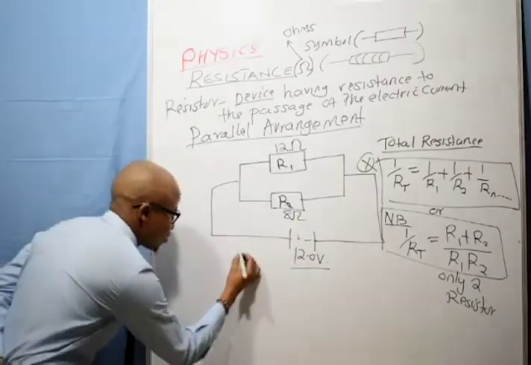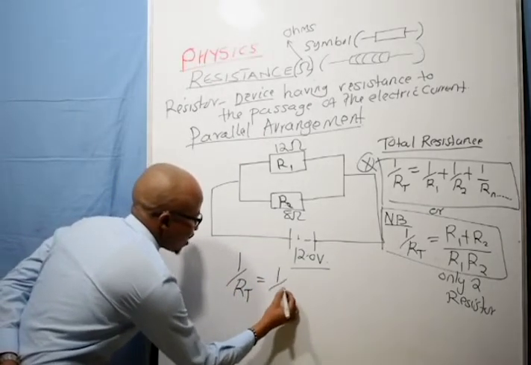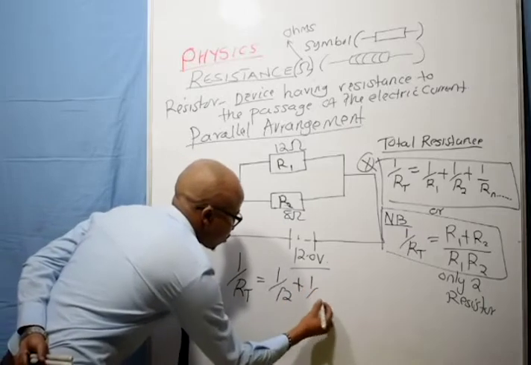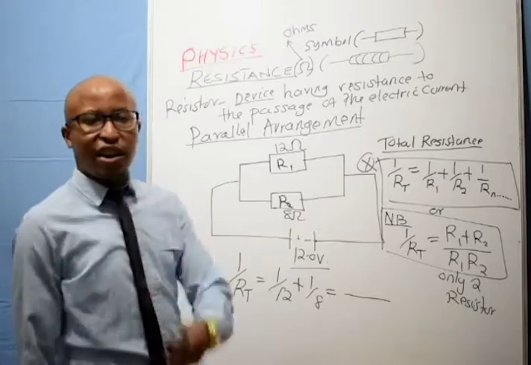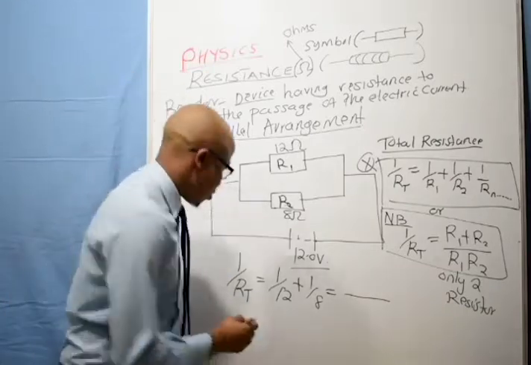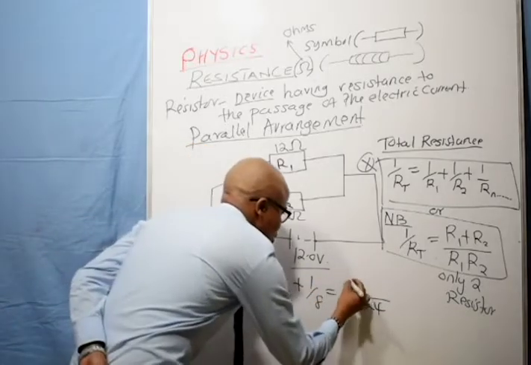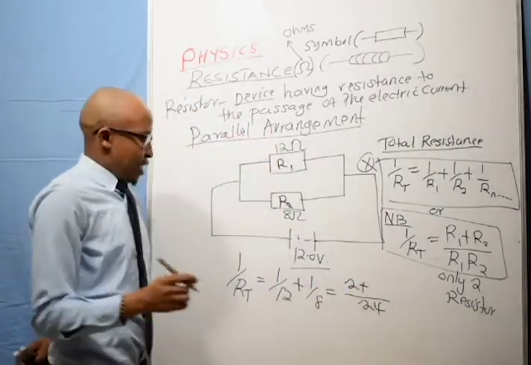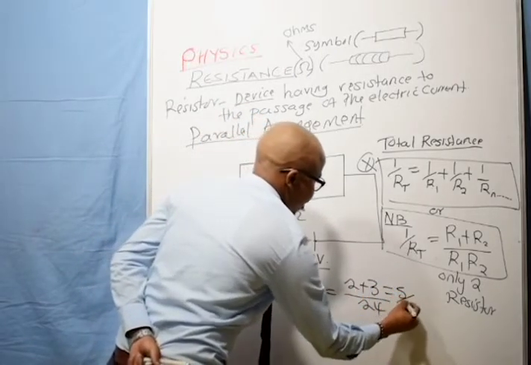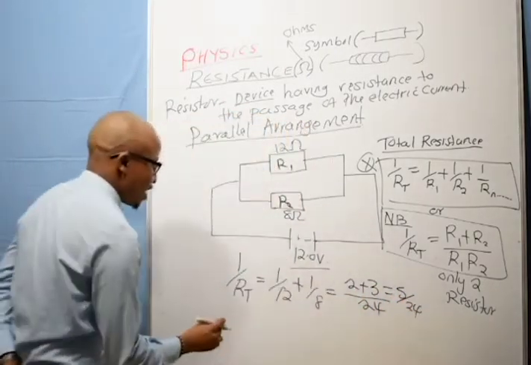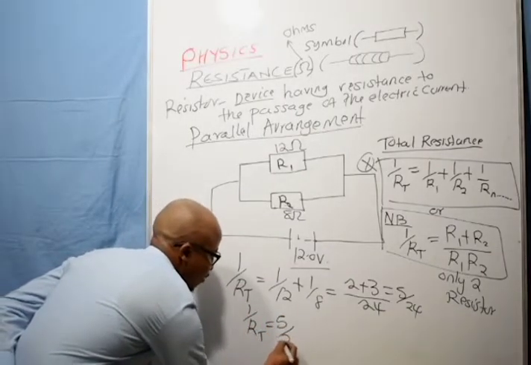Now ask yourself, how can you calculate the total resistance? We say 1 over RT is equal to 1 over 12 plus 1 over 8. And then you get the LCM. The LCM, if you get it correct, is 24. 24 divided by 12 multiplied by 1 is 2, plus 24 divided by 8 is 3, which gives 5 over 24. So 1 over RT is equal to 5 over 24.